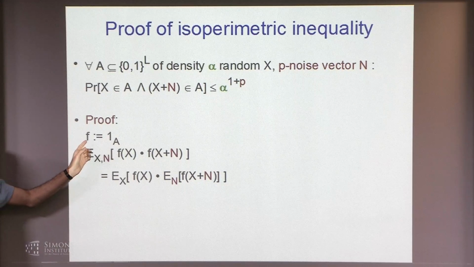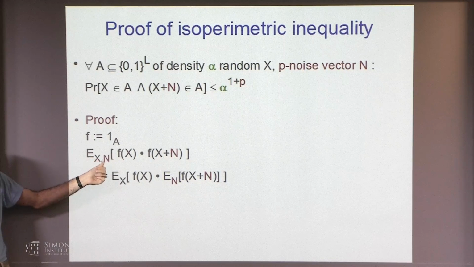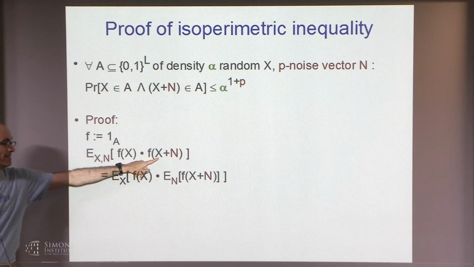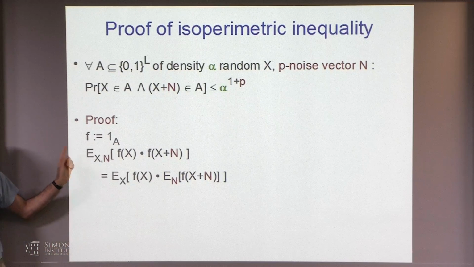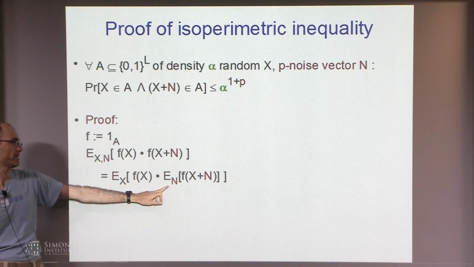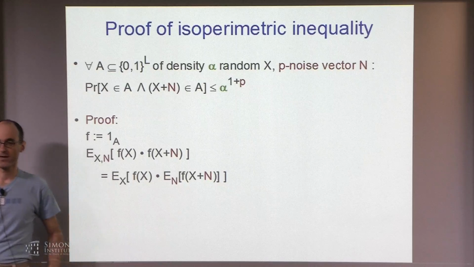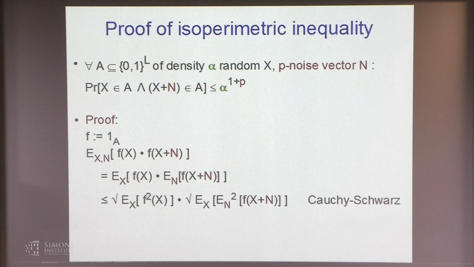Let me set f to be the characteristic function of A. What I need to bound is the expectation over x and n of the product of f of x and f of x plus n. f of x is Boolean, so it's 0, 1, so the indicator is just the product. Let me bring inside the expectation over n, so the expectation over x of f of x times the expectation over n of this. Now I'm in good shape for doing Cauchy-Schwarz.